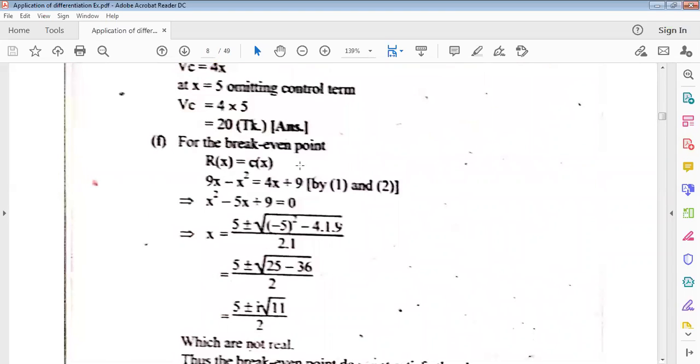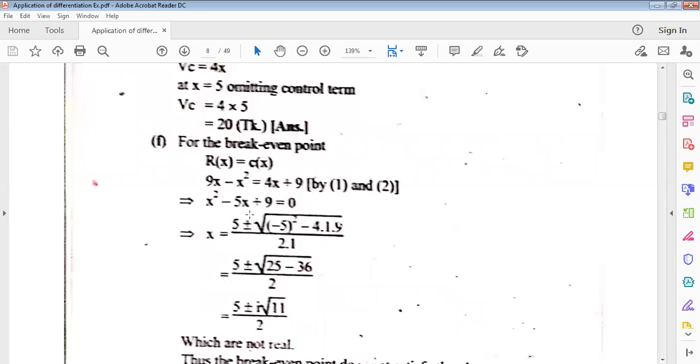For the break-even point, we know profit must be 0. For the break-even point, there will be no profit. That means revenue and cost must be equal. Now, if revenue function and cost function are equal, then putting equations 1 and 2 in the left-hand side and right-hand side, we get a quadratic equation of the type x² + bx + c.